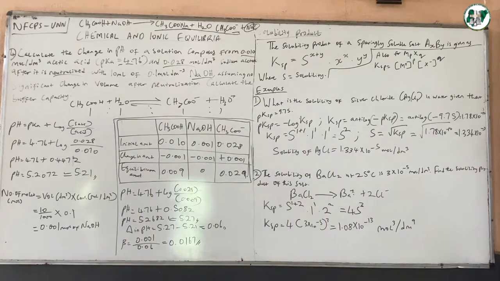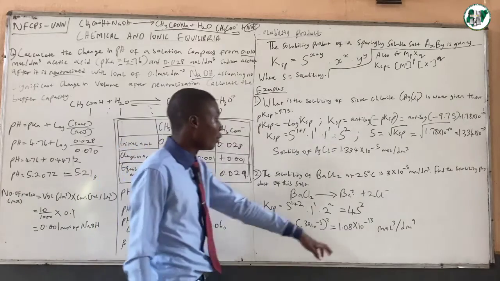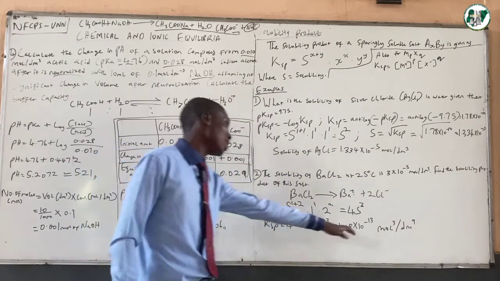Dm raised to the power of 9. We have dm raised to the power of 9, because we have this also being cubed. So we have mole cube dm raised to the power of 9. We have 3 times 3 as 9. So this is the unit for this.